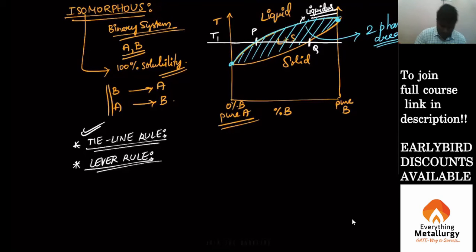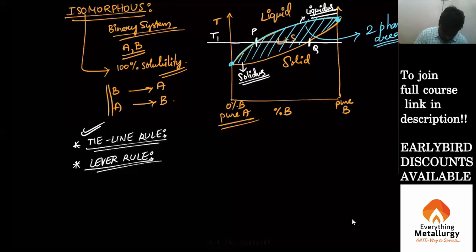Similarly, I also have another line, which is the interface between the two phase and solid region, that's this one, which is called my solidus. Now if you see what the horizontal line is doing, it is intersecting my solidus and liquidus at two different points, that is P and Q. So these points have some significance.